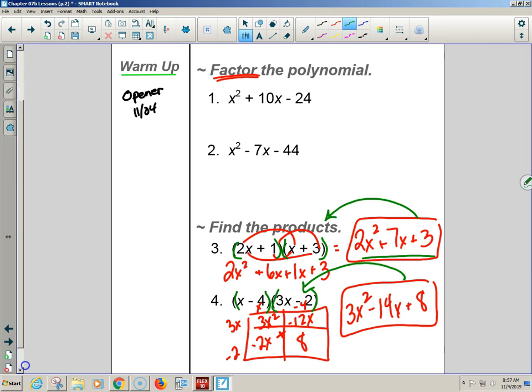What do you notice that's different in the factors that caused the 2 to appear or that caused the 3 to appear? Where was the 2 to begin with? Inside the factor. And where was the 3 to begin with? Inside the factor. We're going to have to deal with that in just a second.